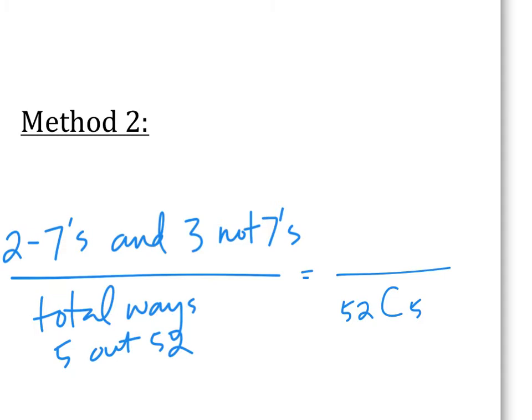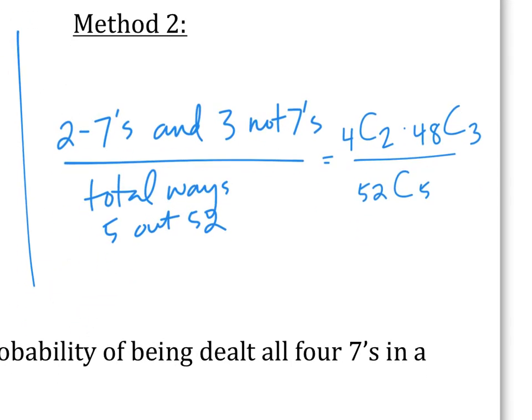How many ways can I just pick 5 out of 52? That is 52C5. How many ways can I get 2 sevens? Well, how many 7s are there? 4. So that is 4C2. How many ways can I get 3 not 7s? Well, how many not 7s are there? 48. So 48C3. If you multiply that together, you should get 4% as well. It's the same number, so around 4%.